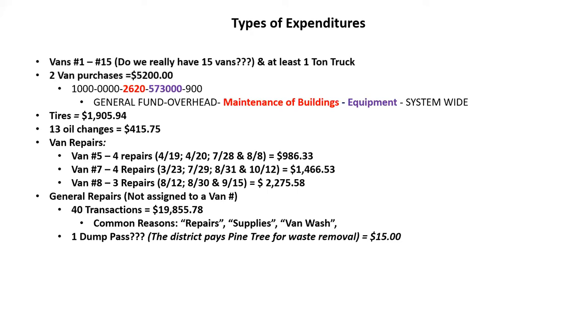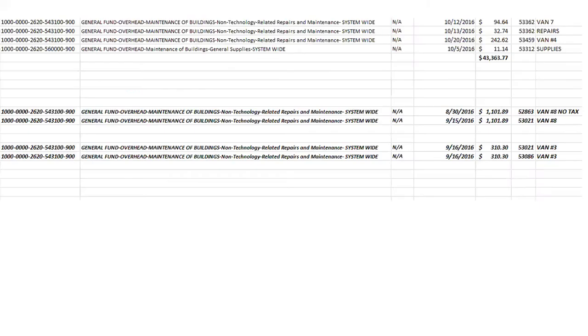There's also a dump pass included in here. Kind of curious, considering it must be not in Hamden, because in Hamden these are for personal use, not for the largest employer in our town. And also, we pay tens of thousands of dollars for Pine Tree to remove the waste from all of our buildings. So not really sure why we would need a personal dump pass as part of our district maintenance program, but we do. So let's take a look now at why those transactions get interesting.